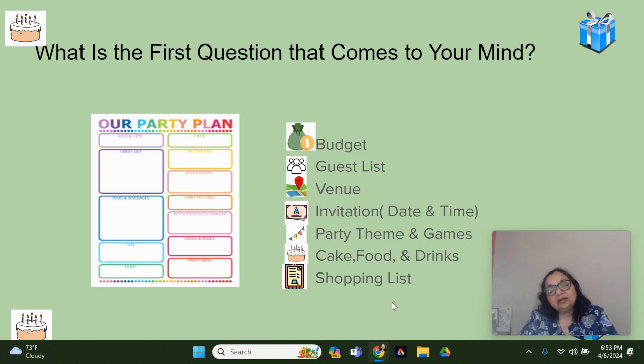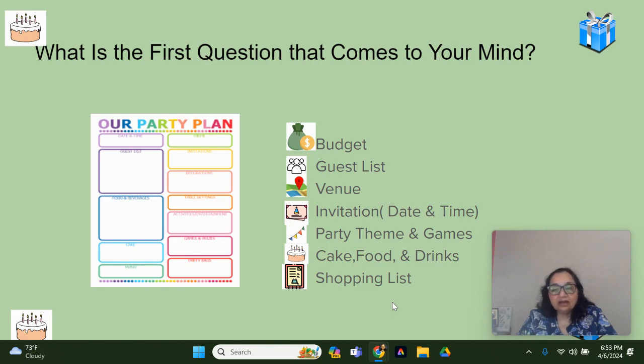Then came party theme and games. We thought about whether this party theme will be appropriate with the diverse guest list we have, and the games. Are we catering to the needs of everyone? Are we catering to teens, because they get bored easily? Then our infants, what type of games do they have, and then our older people, how are we going to engage our older population, adult population?